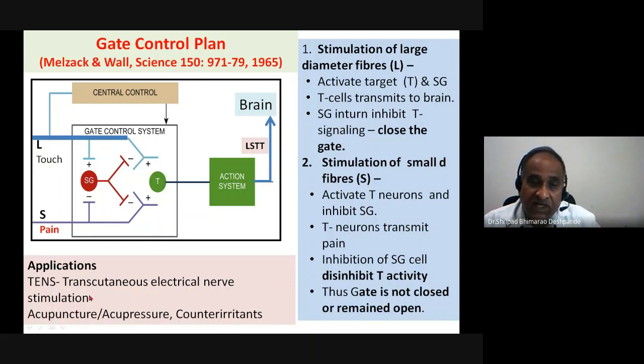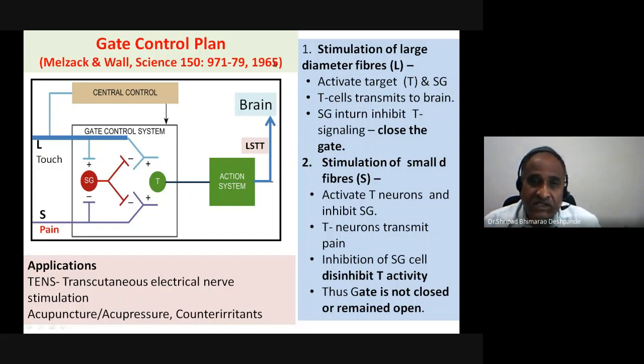Then there is another thing, that is transcutaneous electrical nerve stimulation. So that means, because these large diameter A beta fibers have a lower threshold than A delta fibers, we can stimulate the A beta fibers selectively, and when we stimulate A beta fibers, it closes the gate because of the activation of the substantia gelatinosa cells. It closes the gate. This is what happens in the case of acupuncture, acupressure, counter irritants, and TENS.